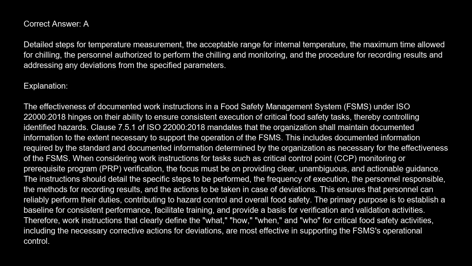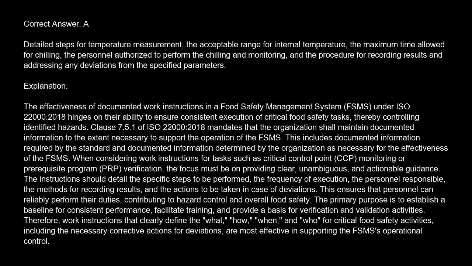This includes documented information required by the standard and documented information determined by the organization as necessary for the effectiveness of the FSMS. When considering work instructions for tasks such as critical control point (CCP) monitoring or prerequisite program (PRP) verification, the focus must be on providing clear, unambiguous, and actionable guidance. The instructions should detail the specific steps to be performed, the frequency of execution, the personnel responsible, the methods for recording results, and the actions to be taken in case of deviations. This ensures that personnel can reliably perform their duties, contributing to hazard control and overall food safety.